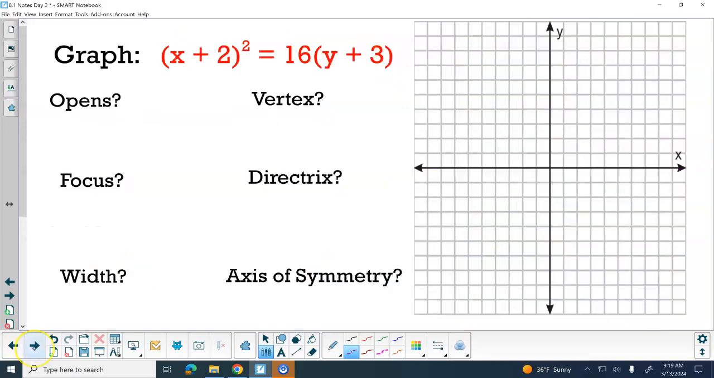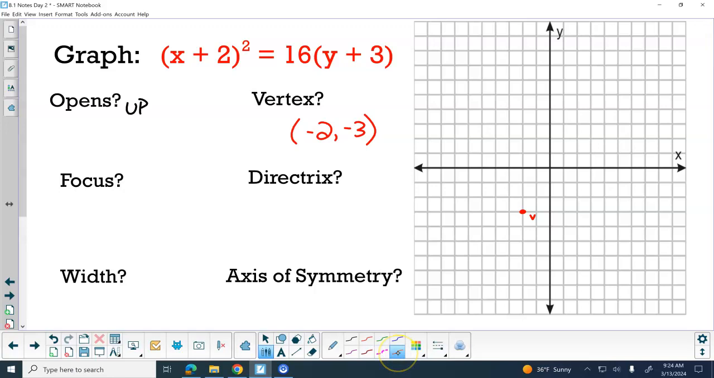With that being said, what I would like you to do now is graph x plus 2 quantity squared equals 16 times the quantity y plus 3. X squared with a positive 4p means that it's going to open up. Vertex, I think oppositely about. So that's going to be at the point -2, comma, -3. There's my vertex there.